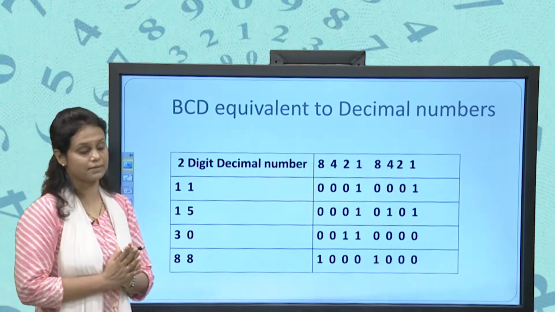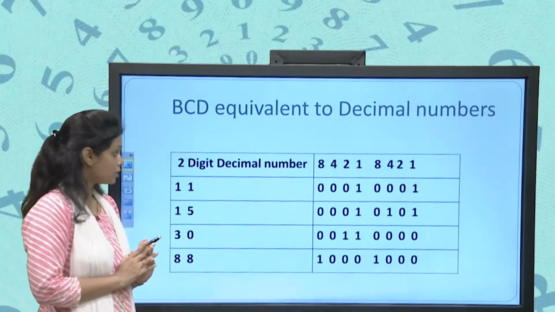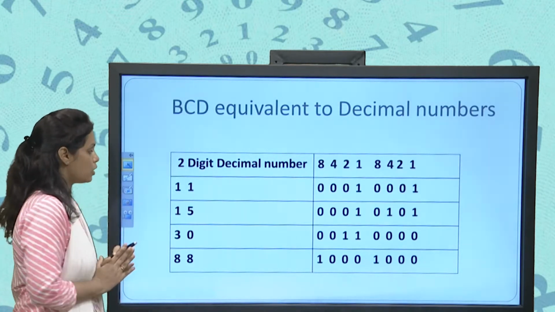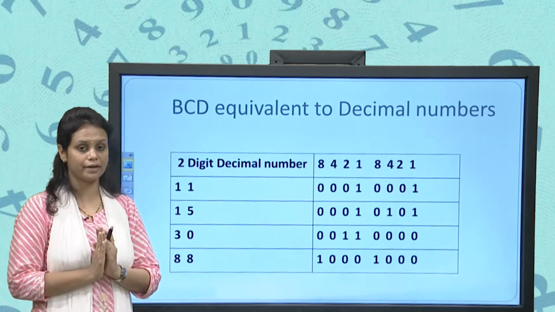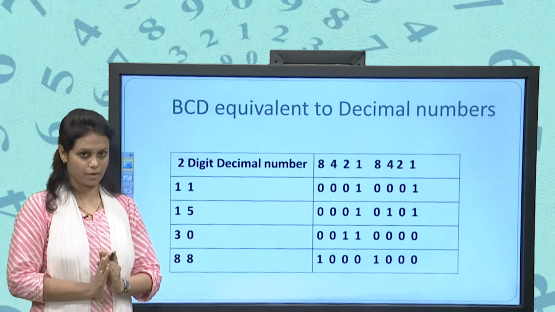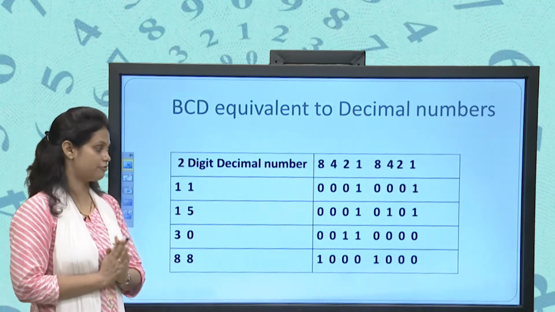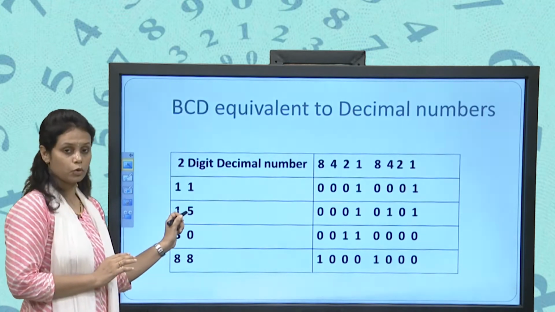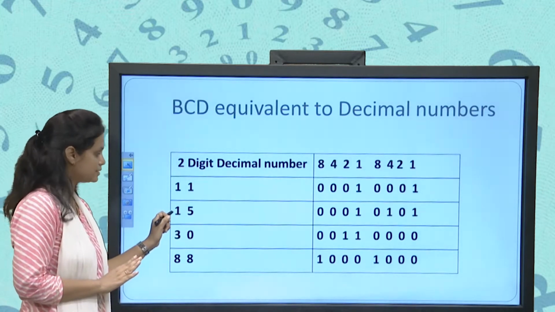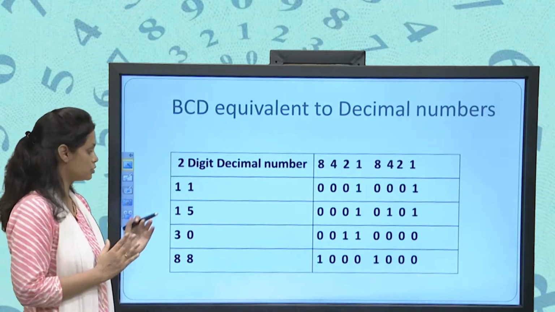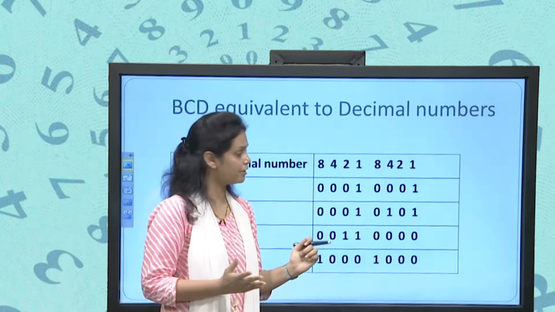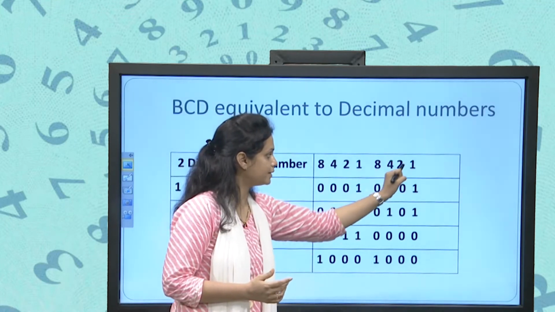Now we will see what happens when we convert this 15 to binary coded decimal, okay. Again we have to use 4 bits for each and every digit. That means for 5 we have to use 4 bits, and for representing this 1 we also have to use 4 bits. So what we will do? We first display the 5. How will we display the 5? We make the 4 and the 1 on.